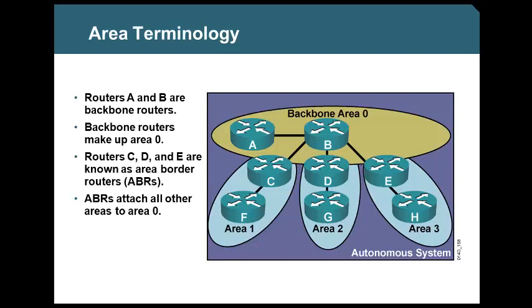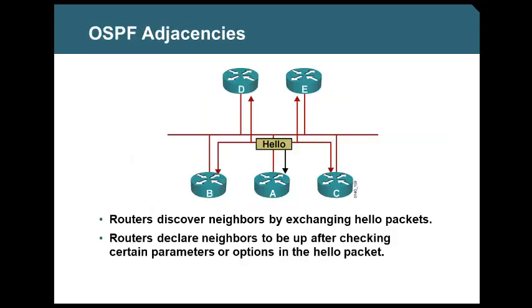Now, how does the neighbor discovery work? As soon as you enable OSPF on an interface, it starts sending a hello packet on that interface. This hello packet will carry the router ID, the area ID, the subnet, the network, the timers, all this. We'll talk about that in detail later.